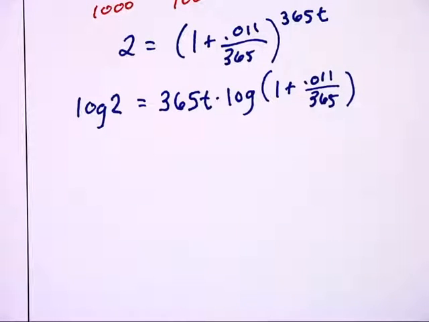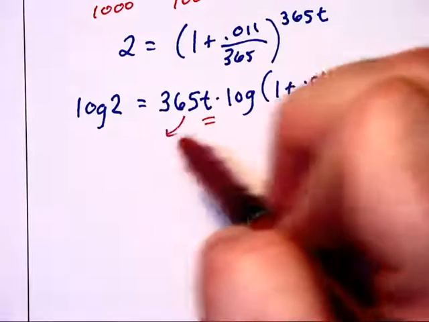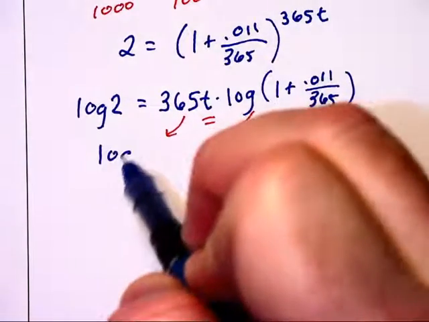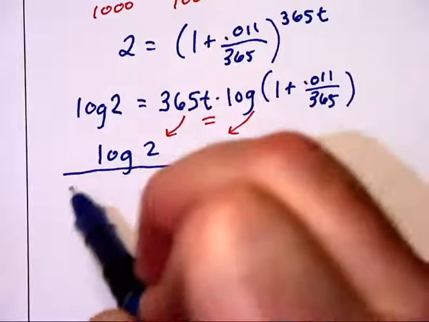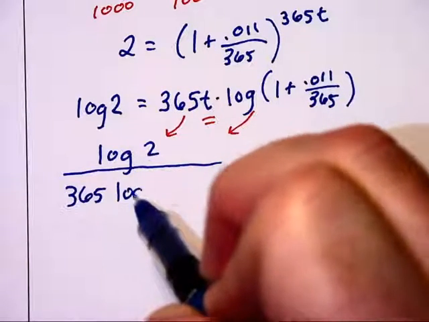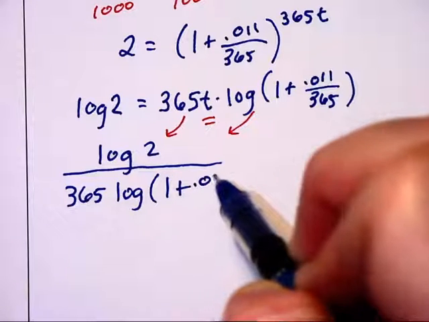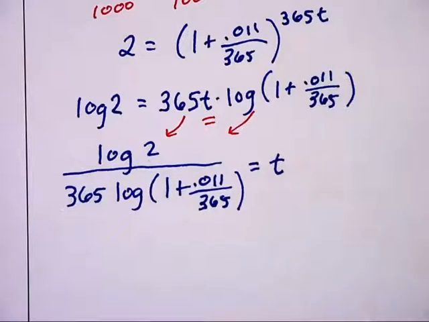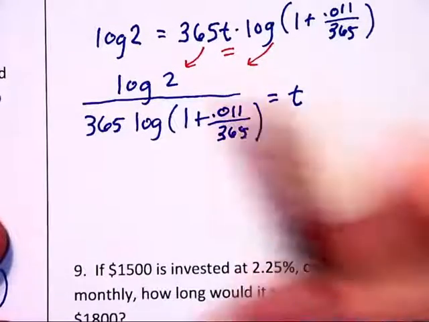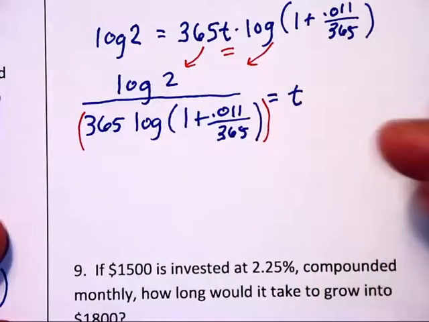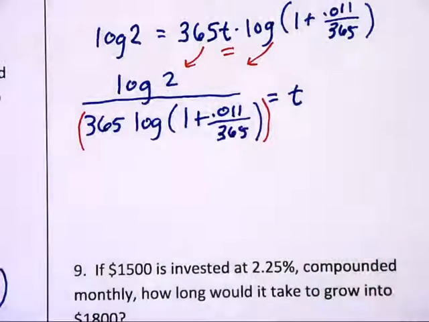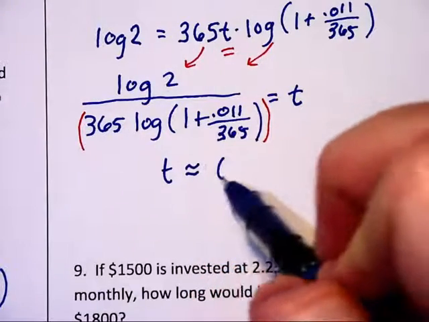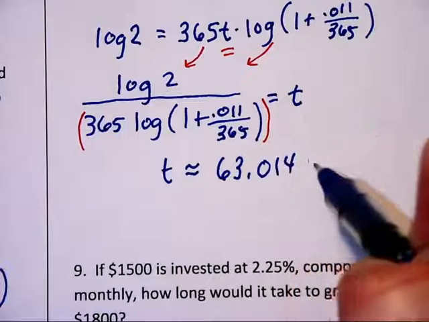Now, to get the t by itself, we want to divide off the 365 and divide that log off to the other side. This will give us the log of 2 divided by 365 logs of 1 plus 0.011 over 365 is equal to t. Now that is an exact value, and again I remind you, I'd put an extra parentheses around that denominator before I typed it into my calculator. When you do this, you should find that t is approximately 63.014 years.